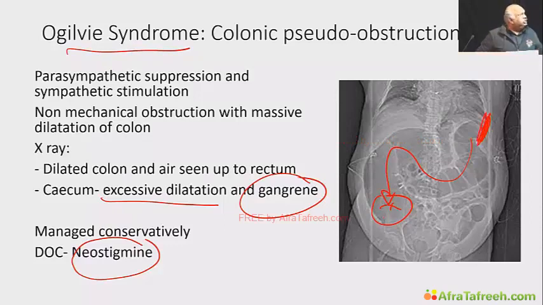So the transition zone in Ogilvie syndrome is at the splenic flexure. That is one more line you can add if you want. Not very important, but may become a line. So: parasympathetic suppression, sympathetic stimulation, non-mechanical obstruction with massive dilatation of the colon. These are the points you need to remember about Ogilvie syndrome.